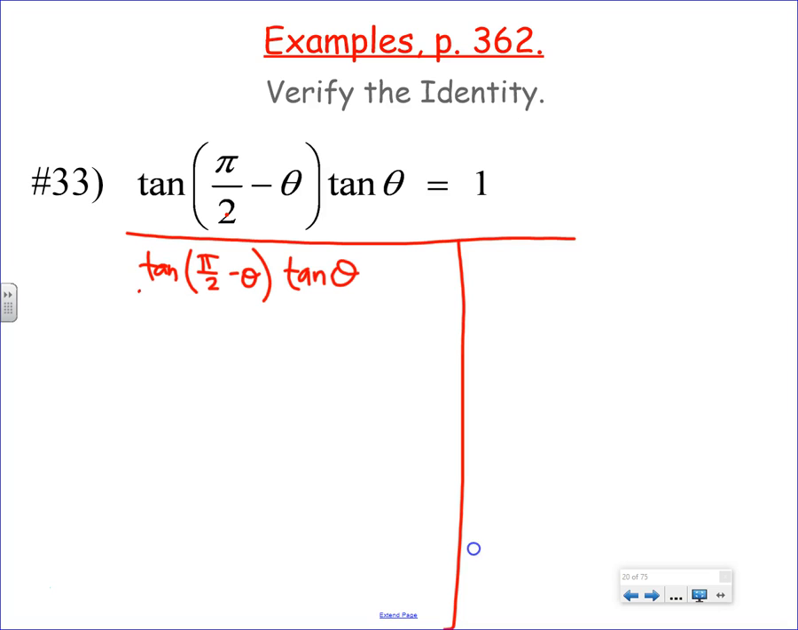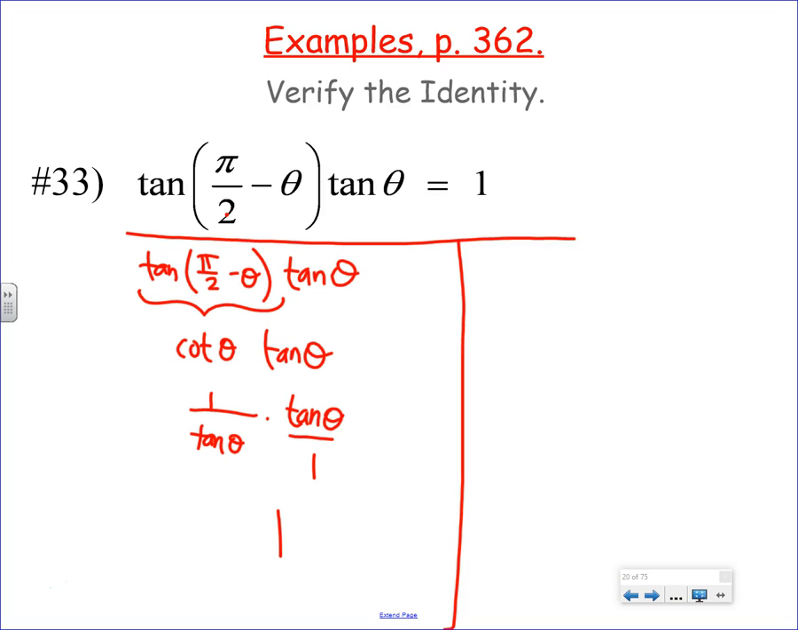Co-function property says this whole guy is this guy. If you want to make it super nice and super clear, even to younger kids, you could then use the, what, reciprocal property? To say cotangent is 1 over tangent. And what happens when I have tan over tan? Good. It reduces to 1.